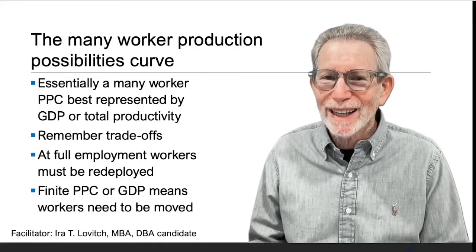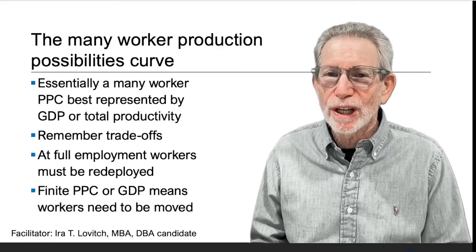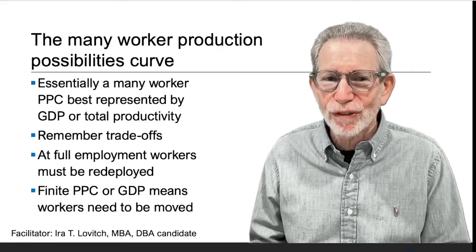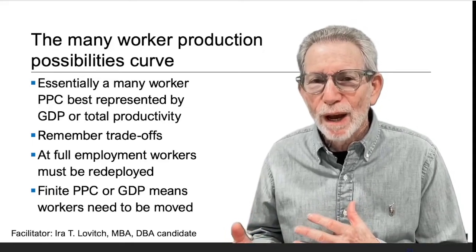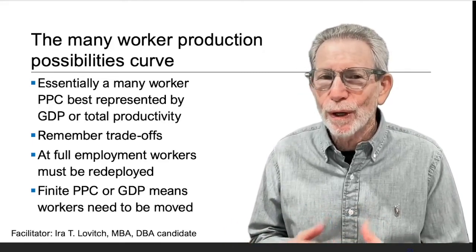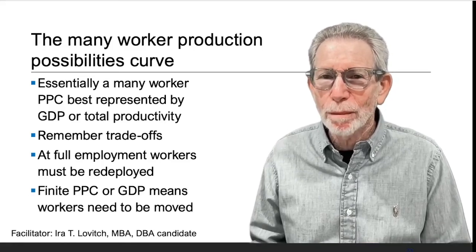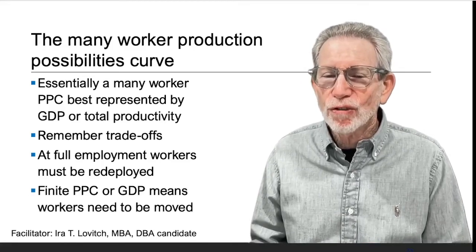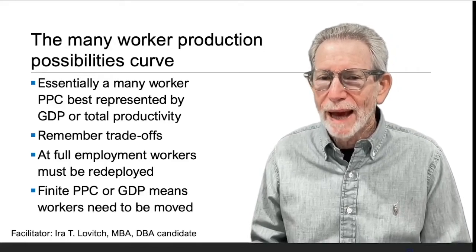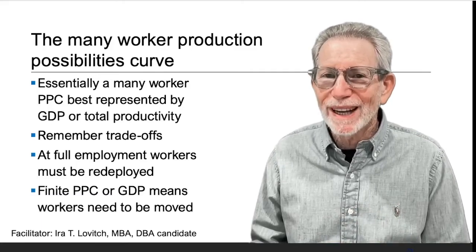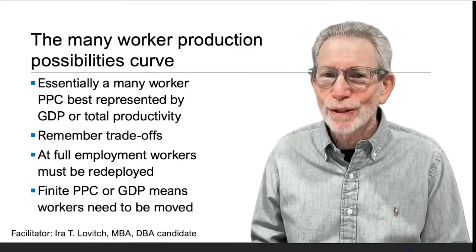So there's a finite or fixed production possibilities curve, and GDP represents that the best. This means that workers would need to be moved, as we said, from one area to the other when there's full employment. And so the many-worker production possibilities curve is showing how it's a challenge to switch people at full employment from one industry or producing one commodity or good to the other.